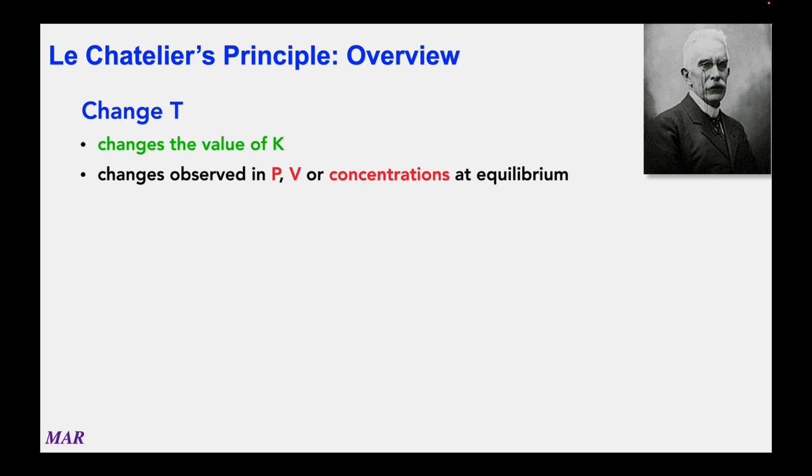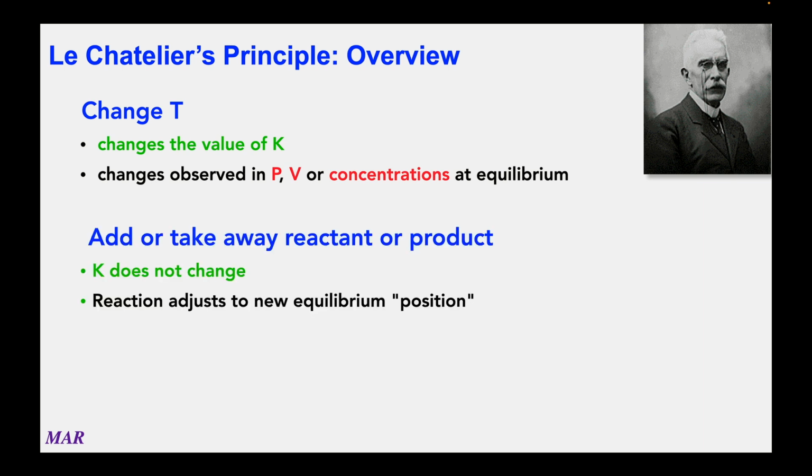If you change the temperature, you change the value of K. Changing the temperature changes the value of K. And you can also get changes associated with pressure, volume, concentrations, all kinds of stuff can happen if you change temperature. But it will actually change the value of K. Now, if you add or take away a reactant or product, you don't change the value of K. You'll adjust the positions of them, but you won't actually change the number. And remember, the important part here is that adding something moves the reaction to the opposite side. But if you take away something, the equilibrium shifts to the side that you took it away from. And that basically knocks that out.